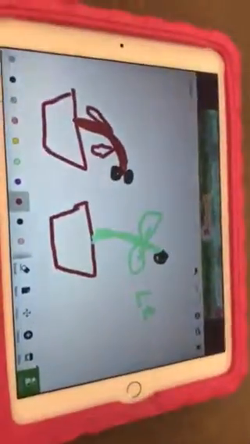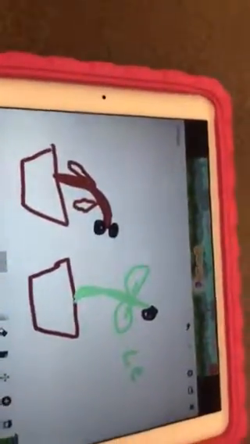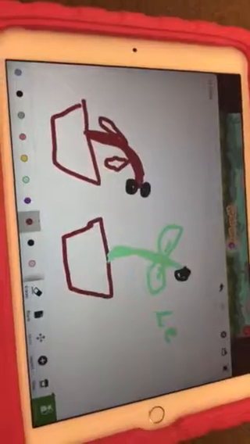And those would be the 2 apps that would help us to integrate technology into the classroom for our standards.